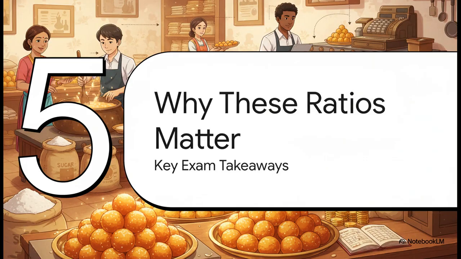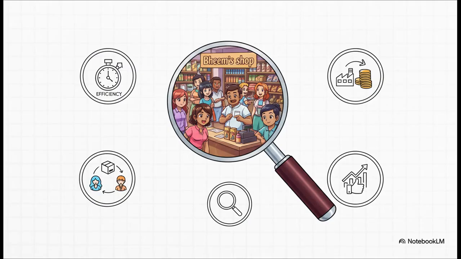So, we've gone through a whole bunch of ratios. Why does all this matter? Let's boil it all down to the key takeaways for your exams and for your future career. This is the part you really want to lock in. Let's wrap this up. If you remember one thing, it's this. Activity ratios are all about efficiency. They tell the story of how fast a business, like Beam's shop, can turn what it owns into actual sales. And by breaking down that operating cycle, inventory, receivables, payables, they let you peek behind the curtain and diagnose the true health of a company's operations.